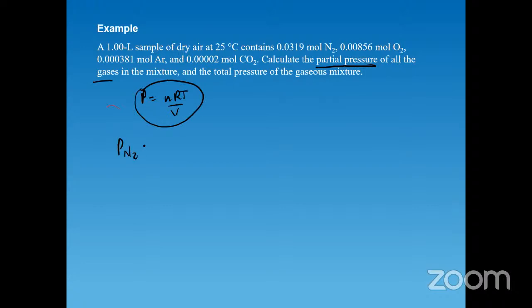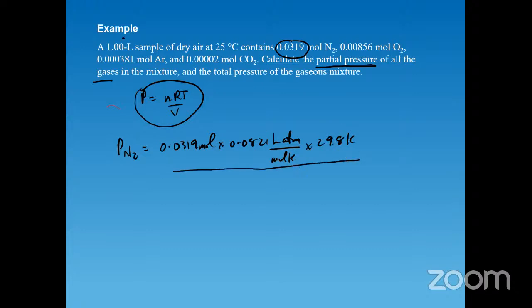The partial pressure of nitrogen would be the number of moles of nitrogen, which they gave us here, which is 0.0319 moles, times R, which is 0.0821 liters atmospheres over mole Kelvin, times the temperature, which is 25 degrees Celsius, which is the same thing as 298 Kelvin, sorry. And then divided by the volume. What's the volume? 1.00 liters. And we work that out, right? And pretty much it's the same calculation for all of them.